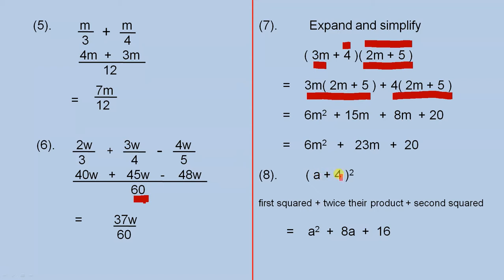When you have two terms here added together inside brackets and you square, we saw a multitude of examples earlier where the way to work this out very quickly is the first term squared plus twice their product plus the second term squared. So that's a squared. Twice their product is 8a. The second squared is 16. a squared plus 8a plus 16.